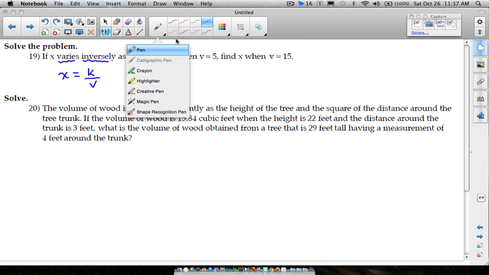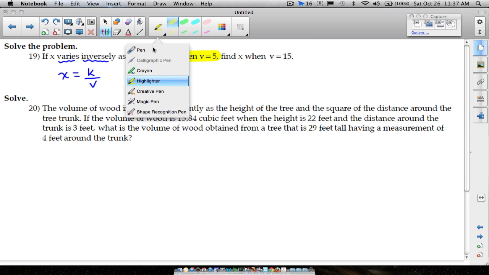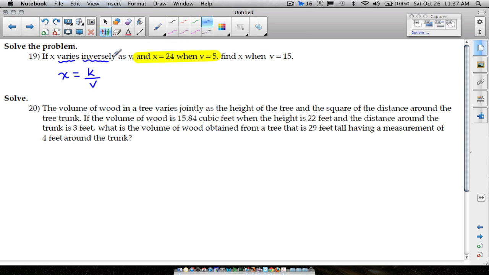Now, the next piece of our information. Some people get all this mixed up because they're trying to plug too much in at one time. Notice what I'm going to highlight: x equals 24 when v equals 5. I'm not worried about this last part right now. Let's focus our attention on this and plug those numbers in. So plug 24 into x. We have 24 equals, we don't know what k is, but we know that v is equal to 5.